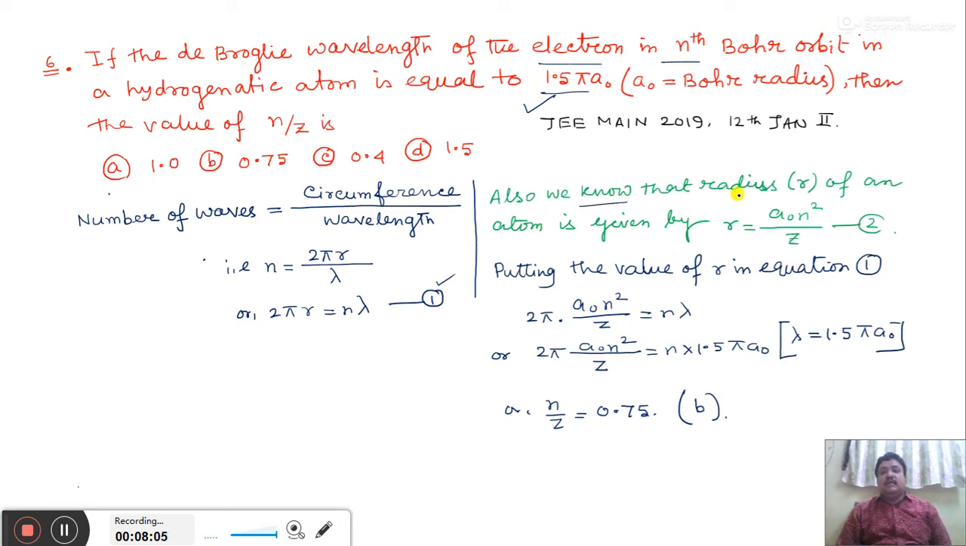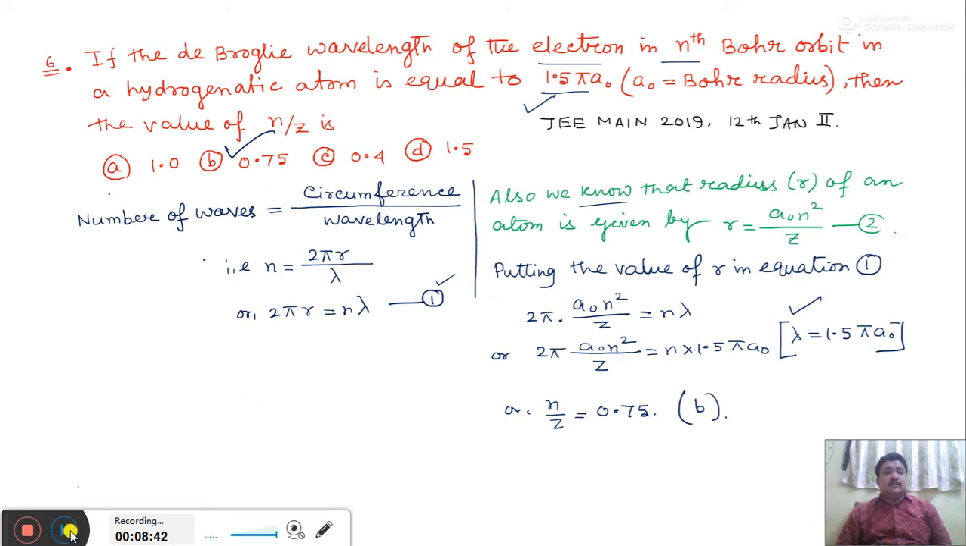We also know that the radius r of an atom is given by r = a0 n² / Z. This is equation 2. Putting the value of r in equation 1, we get 2π a0 n² / Z = nλ. Now in the question, we know λ = 1.5π a0. Putting this value, we get n/Z = 0.75. So option B is the right one.